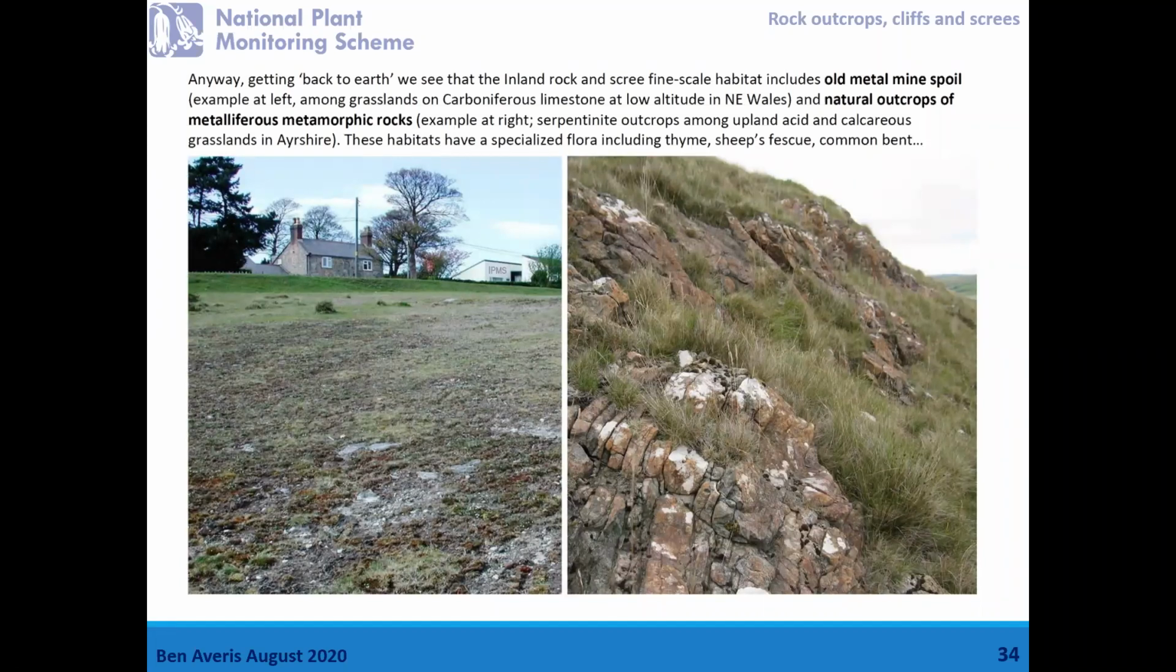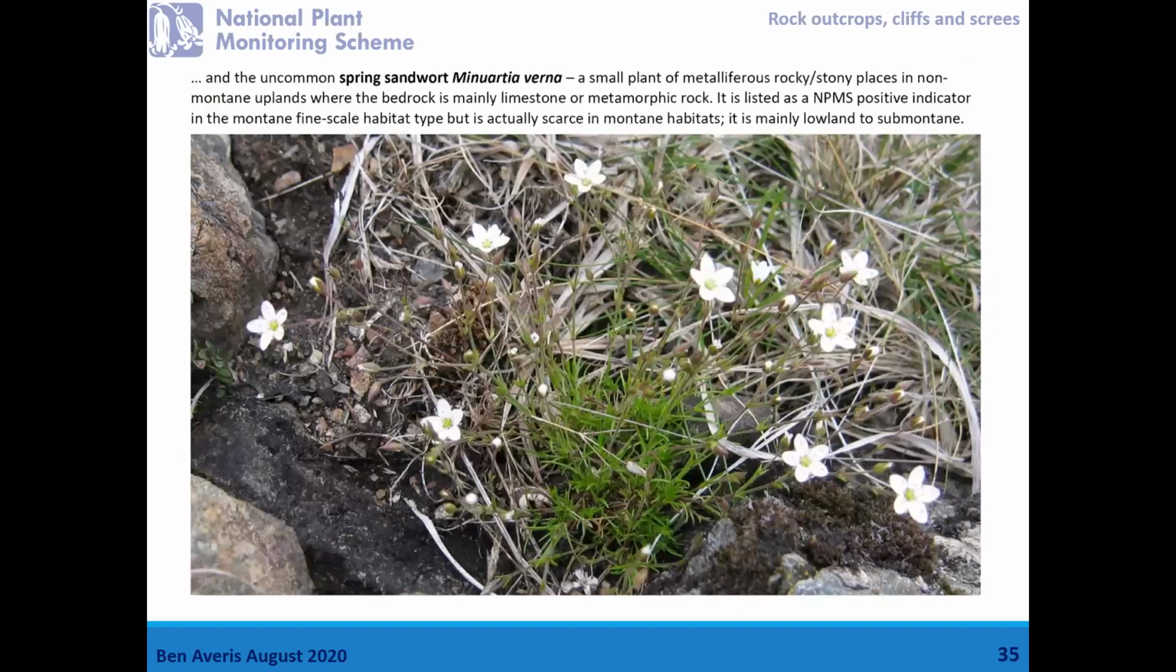You can also get them occurring in more natural ways, like the picture on the right in Ayrshire. And both of those, left and right, can have a rather similar kind of flora, which includes species on the next page. One of the particular characteristic species of these metalliferous habitats is the spring sandwort, Minuartia verna.